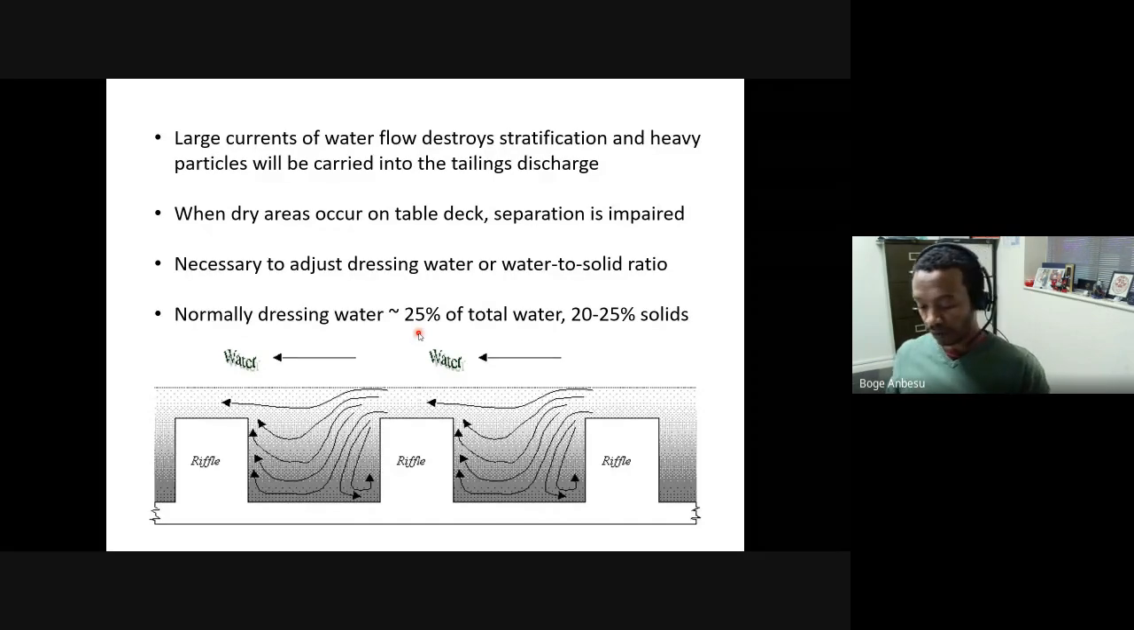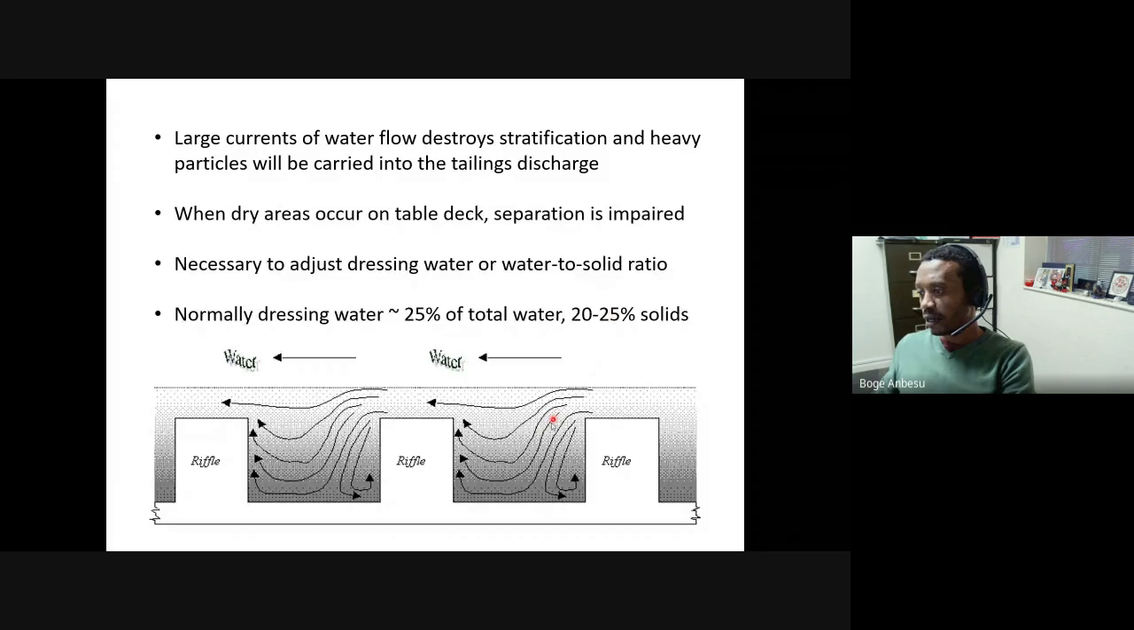Again, that will have an impact on the performance of the table. So generally speaking, your wash water should be somewhere around 25% of the total water used, and your feed should contain maybe somewhere around 20 to 25% solids. So the majority here is obviously water.